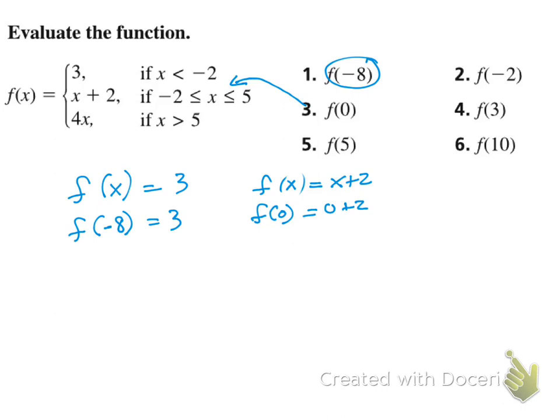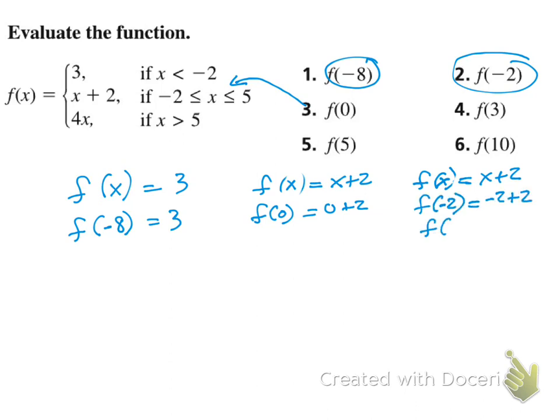Pause the recording and tell me where you're at. All right, so on number 2, I'm doing the f of x. Where does that fit? Which domain? x plus 2 because it's between negative 2. So I'm doing the f of x equals x plus 2. So the f of negative 2 equals negative 2 plus 2. So the f of negative 2 equals 0. And you should be writing these down right here next to them.